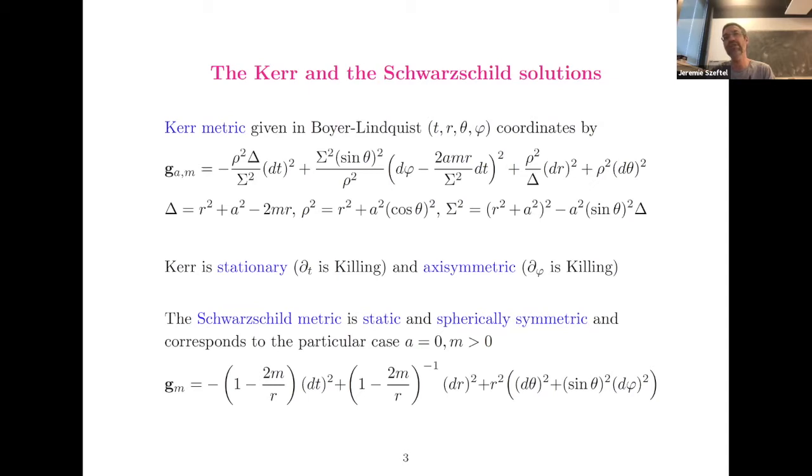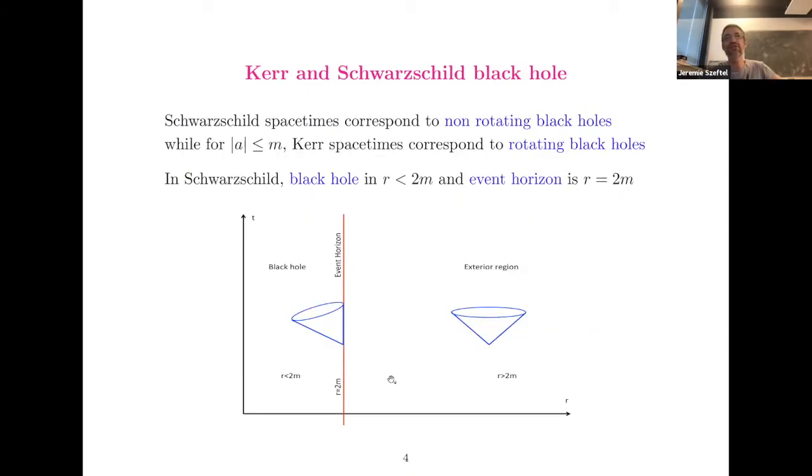But nevertheless, this hypersurface r equals 2m has a special meaning, which I will draw here. In this diagram, I draw the light cones of Schwarzschild. When r is very large, as I said, you look like Minkowski, so you have the standard light cones that you know. And then the more you move towards small values of r, the more you differ from Minkowski. In fact, these light cones will tilt to the left.